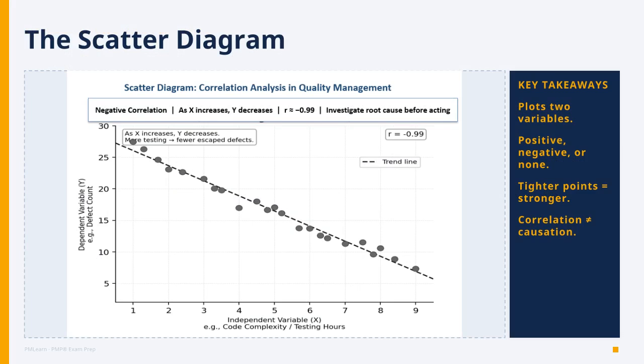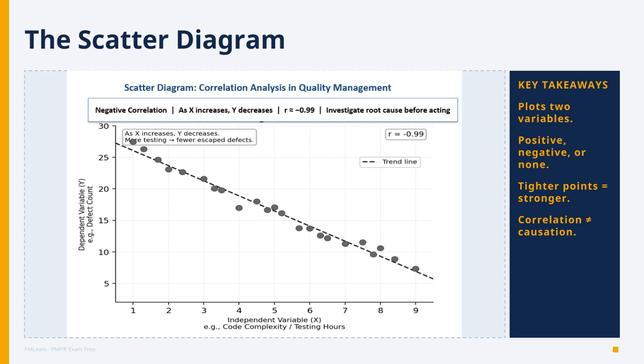A scatter plots two variables against each other, one on the x-axis, one on the y-axis, with each point a single observation. What you're looking for is a pattern in the cloud of points. There are three patterns to know. Positive correlation. As x increases, y increases too. The points trend upward together.